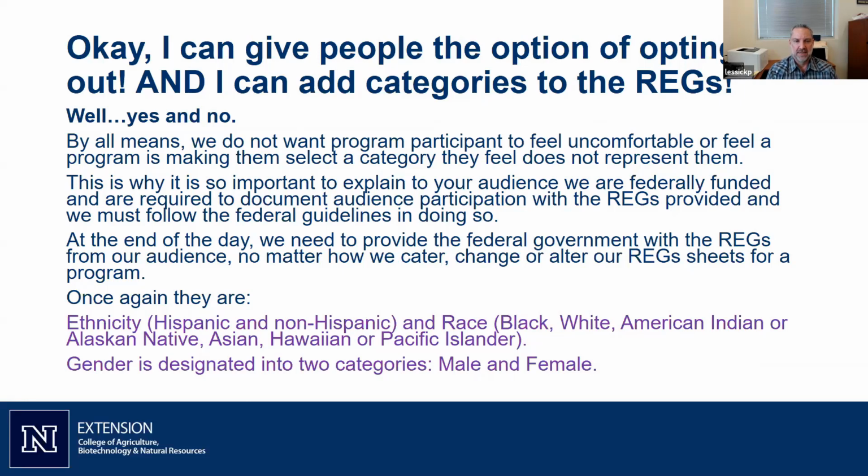At the end of the day, we can cater and change the rate sheet for a program, but when we report it, we have to report it using those categories. Again, it's really important to remember 2, 2, 5: 2 genders, 2 ethnicities, 5 races. In a perfect world, we could have 16 race categories and 10 ethnicities and 5 genders, but the government for now isn't requiring that. And we have to follow what the government requires.